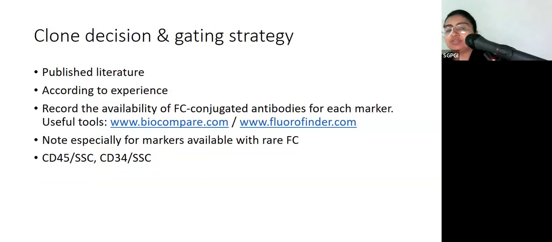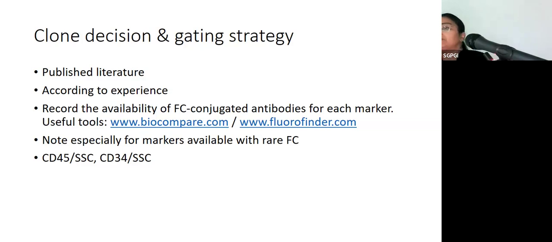And for clone and gating strategy, again, it is according to the published literature, according to your experience as well. And trust me, if you gate something a certain way today, it will not be the exact way you use 5 years down the line when you gain more experience with the assay. So once you know all this, you can also do one thing: if you have 8 markers on your list, see what fluorochromes they are available in. There might be a marker which is conjugated with only 2 or 3 fluorochromes, and that will limit your options of selection. So you should know that information beforehand.